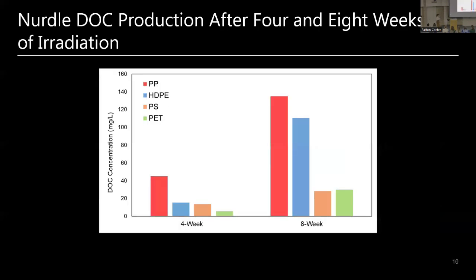And then this is our DOC produced after 4 and 8 weeks of irradiation. You can see that polypropylene produced the most DOC. Polystyrene and PET were pretty low, and that might be because of dissolved oxygen limitation in our samples, or because of some sort of physical or chemical characteristics that prevent them from being oxidized, which was against my hypothesis initially.